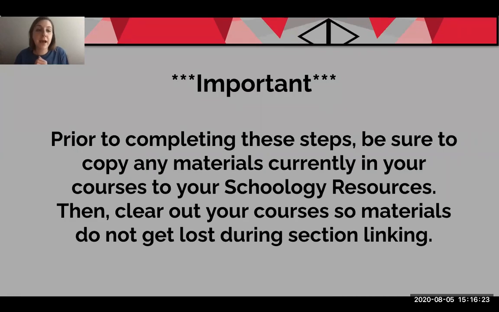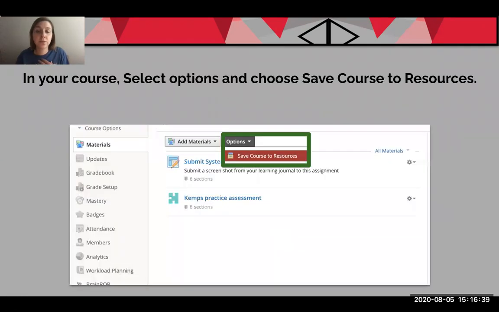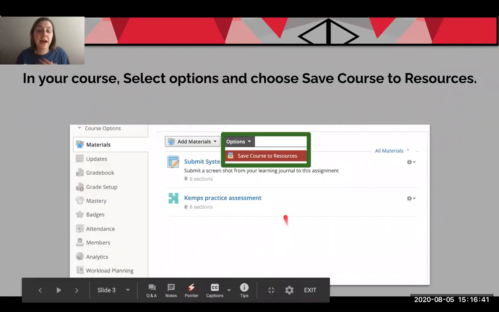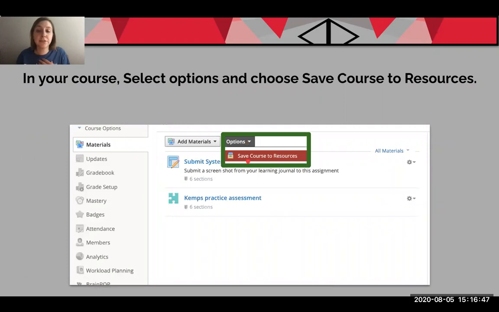Please note, if you have already put material items in your Schoology courses, you will need to copy those to your resources and delete them out so that your materials do not get lost while you are linking sections later on in this video. To do that, if you have materials in your courses, go ahead and click on Options, Save Course to Resources. That will save all of your materials to your resources so you don't have to worry about losing it.